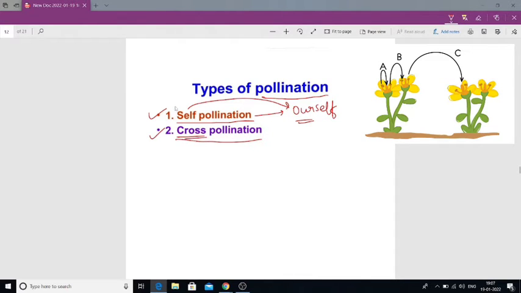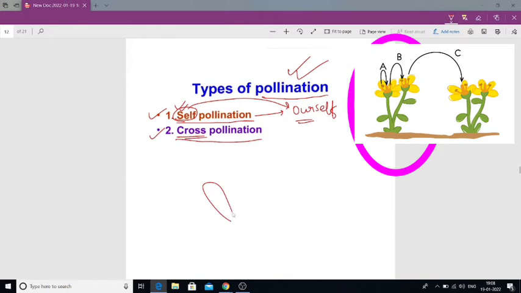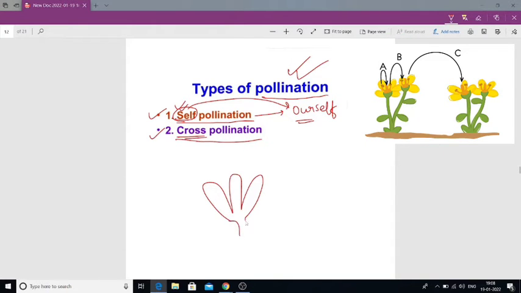And here, what does 'your' mean? The flower. So inside one flower, whenever both male and female gametes are present and take part in the pollination, it is known as self pollination. Suppose I draw one flower here. In this flower the female gamete is there and the male gamete is also there. So from the male the pollen grain comes to the female, and it is known as self pollination.